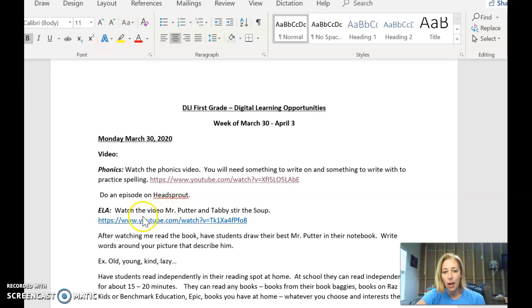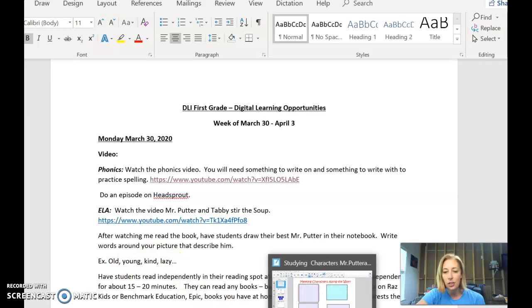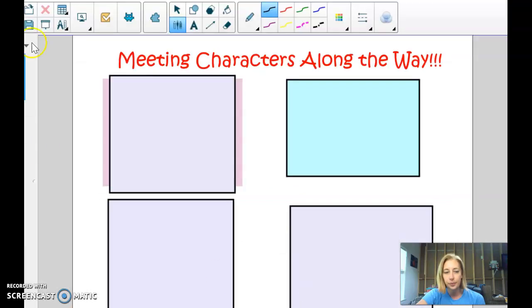After that, you're going to be watching the video of Mr. Putter and Tabby Stir the Soup. It's a book. You're going to listen to the book. And after that, then you are going to draw your best Mr. Putter in your notebook and write some words around it, describing him like old, young, kind, and lazy. I'll show you what that looks like.